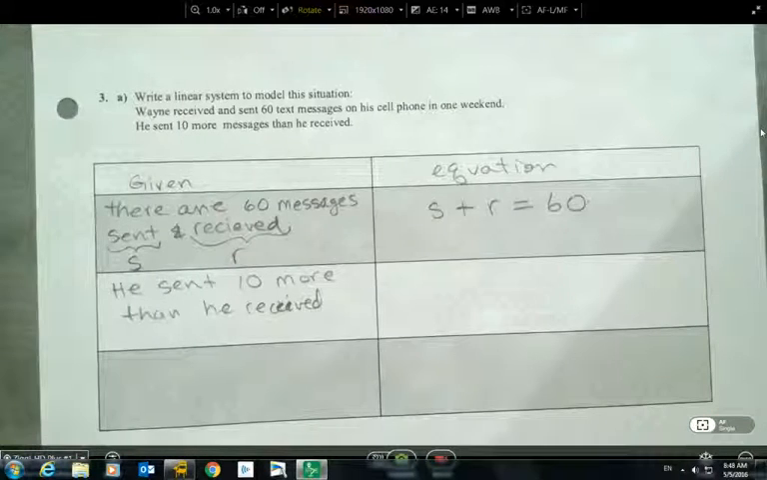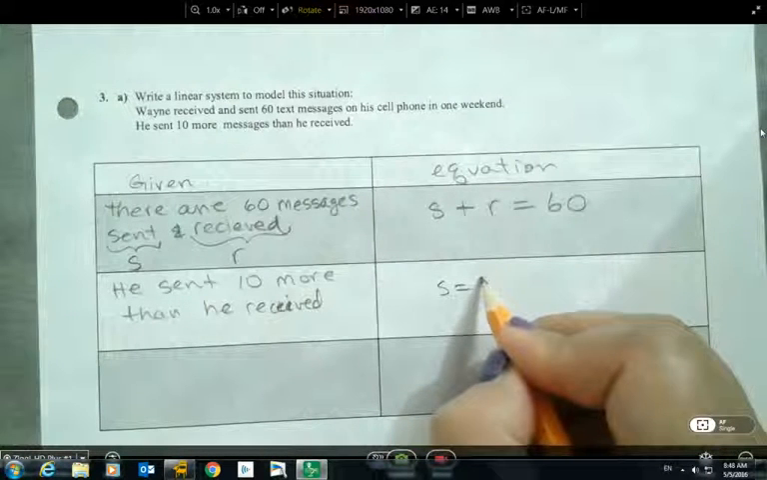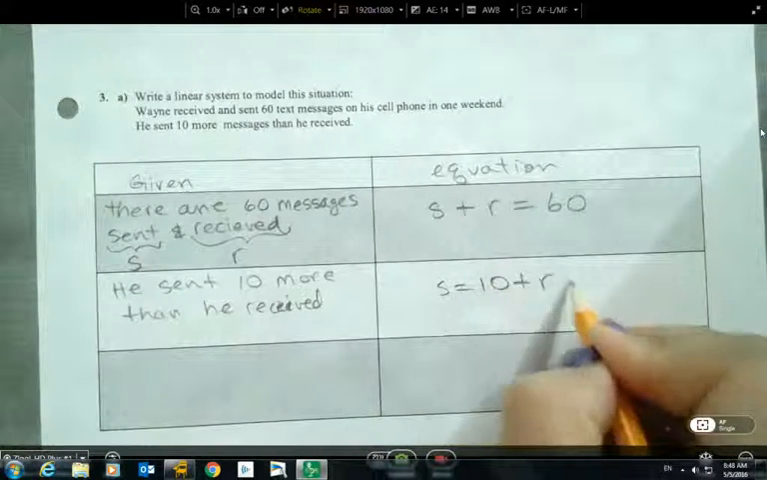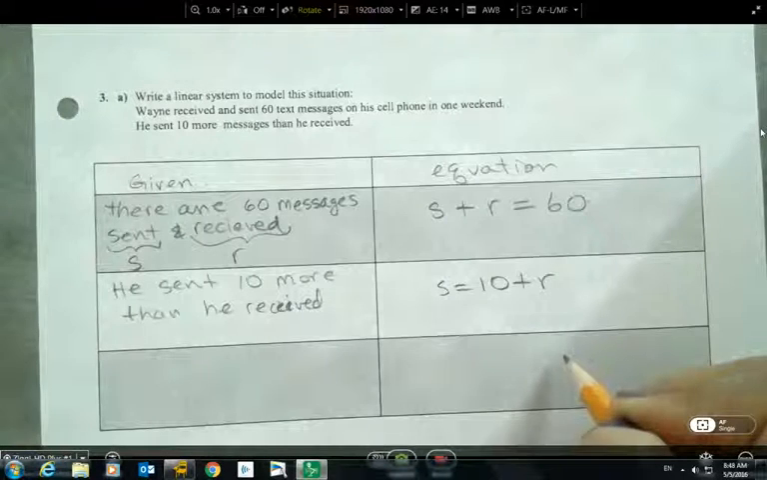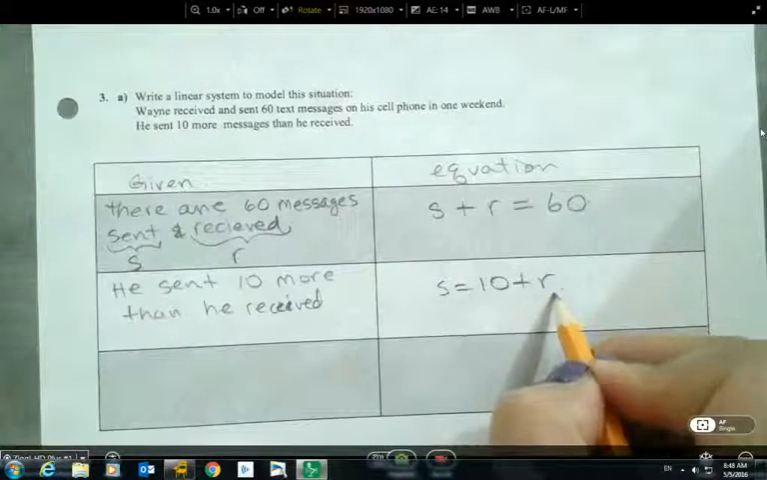So S equals ten plus R. Right? So 10 more is the 10 plus than he received. There's other ways of writing this equation, right? You could have written S equals R plus 10. You could have written S minus R equals 10, but they're all just rearrangements of each other.